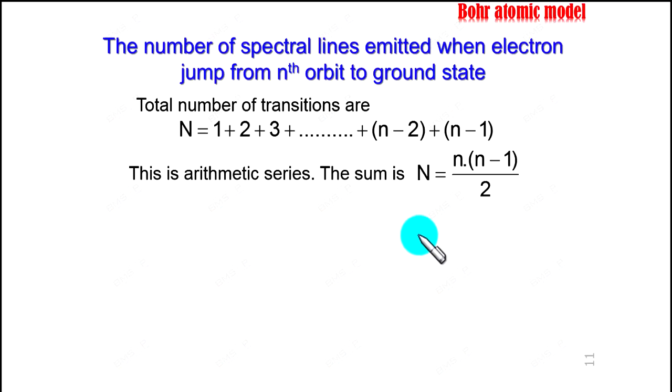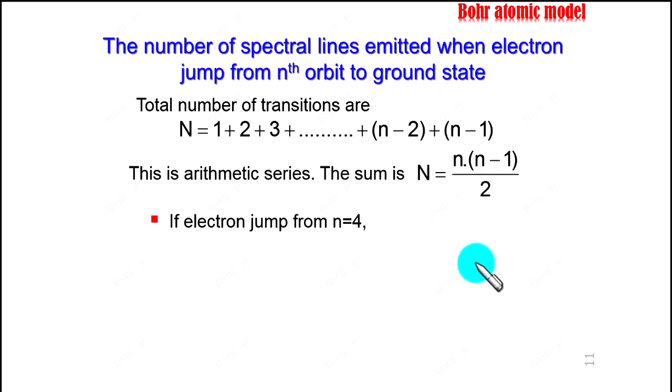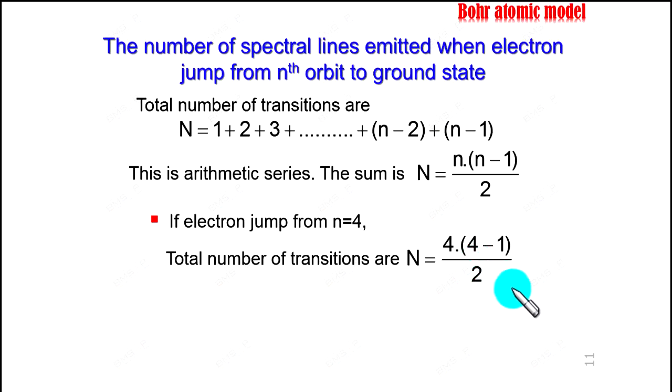Suppose the electron is initially at n equal to 4, and we want to find the number of spectral lines. We write here 4 in place of n, and here is 4 multiplied by 4 minus 1, that is 3, divided by 2. That means we will have 4 multiplied by 3 divided by 2, that is equal to 6. That is the number of transitions, or the number of spectral lines will be 6. So, this is the way to find the number of spectral lines in the emission spectra.